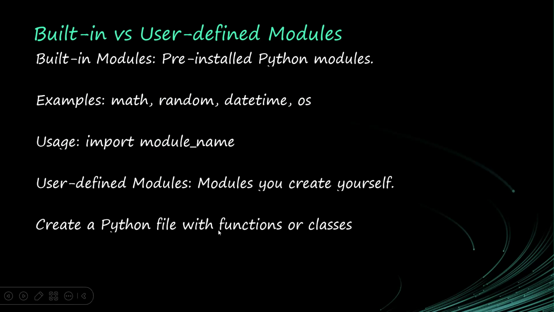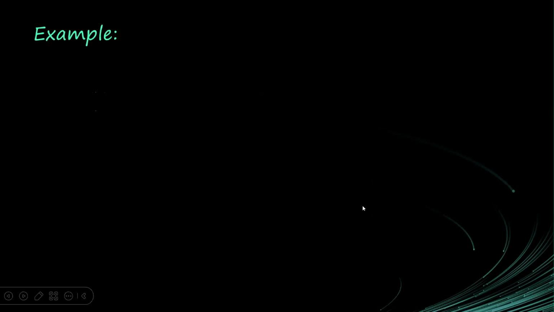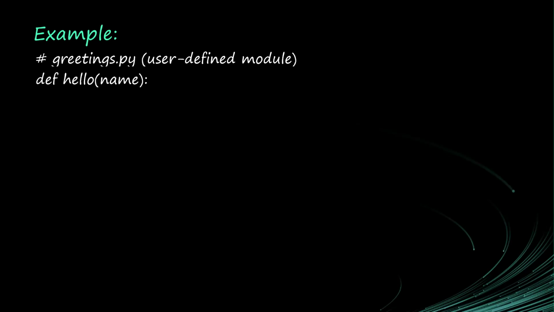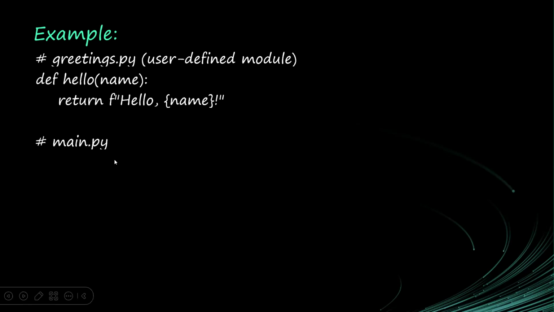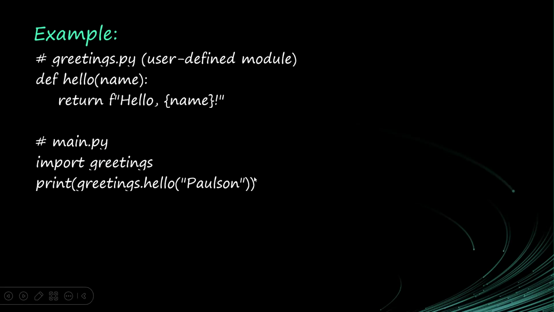So you just have to create a file with functions and classes, just a normal Python file, and that is it. You can now import and use it in other programs. That is what you have seen me do here already. For example, we have greetings.py. This is the user-defined module. We have hello. Inside of main.py, we say import greetings. This is exactly what we have done in the examples I have shown you already. All you have to do is import the module name, and the module name is actually the file name. Look at it.